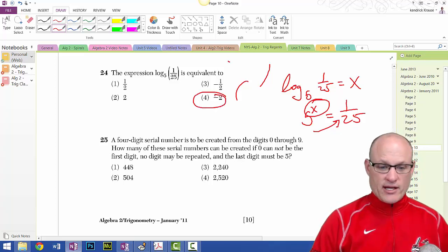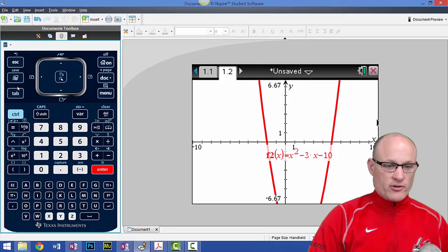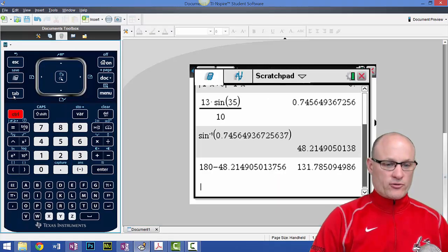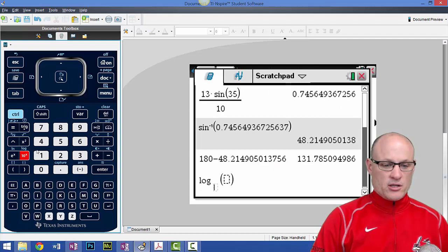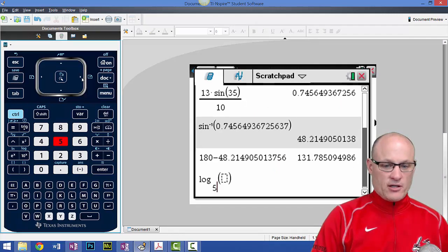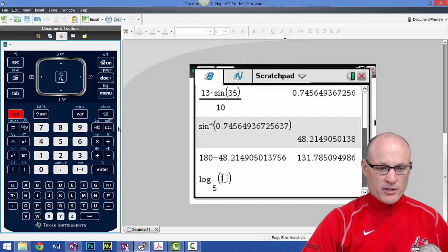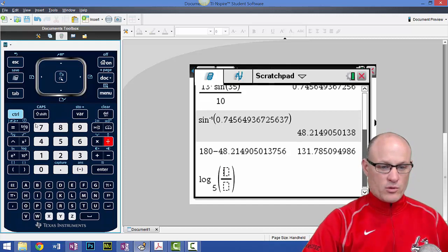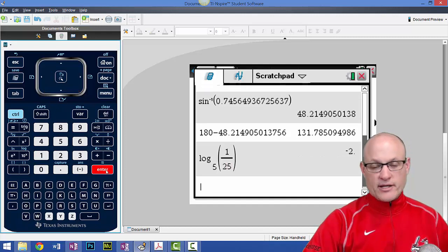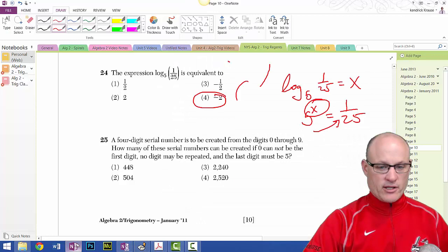Now, having said that, there's a much easier way. You just come over here, go to your calculator, and you hit Control log base 5 of 1/25. Hit enter, -2. Boom, there it is. There's your answer, finished.